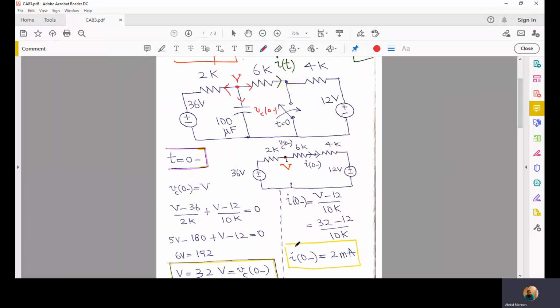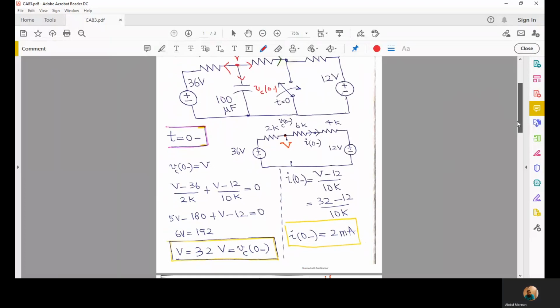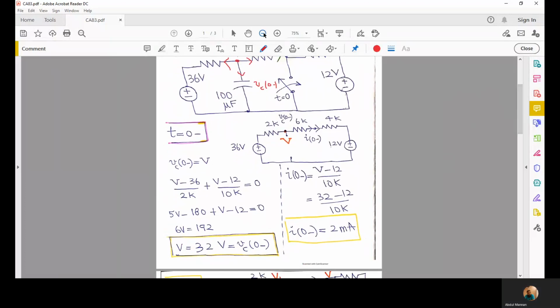VC at 0 minus and I at 0 minus were computed by us using the fundamental circuit analysis techniques, nodal analysis and Ohm's law.